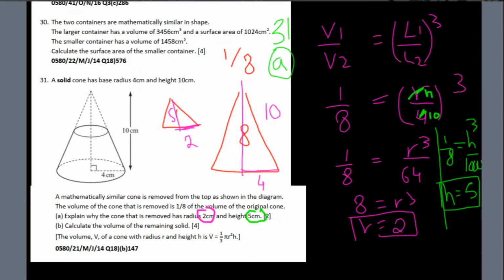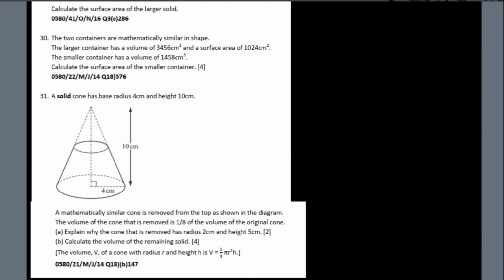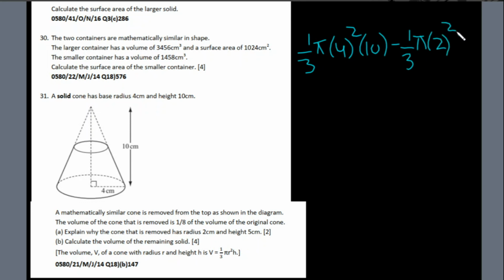Okay, part B now. Calculate the volume of the remaining solid. The volume of the cone is 1 over 3 pi r square h. We're given the formula, we need the volume of the remaining solid, which means we need to subtract the volume of both the cones. Volume of the bigger cone is 1 over 3 pi r square h, and volume of the smaller cone is 1 over 3 pi r square h.